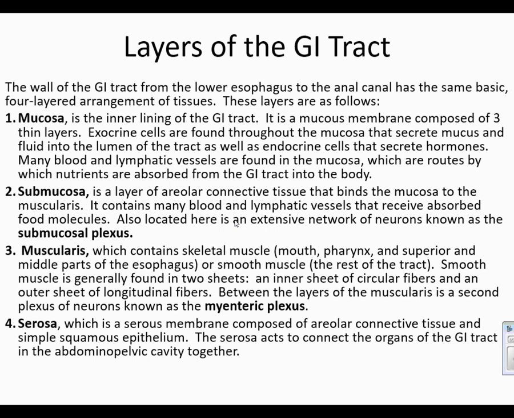Now, before we get into each of the structures of the tract, which is what we're going to do here, I do want to talk about the layers of the tract. It's important. We'll see a figure here on the next page. Our GI tract, all the way from our lower esophagus, which is down by our stomach, to our anal canal, has the same basic 4-layered arrangement of tissues. There's an inner mucosa, a second layer surrounding it called the submucosa, a third layer surrounding it, known as a muscularis, and then on the outside is a serosa.